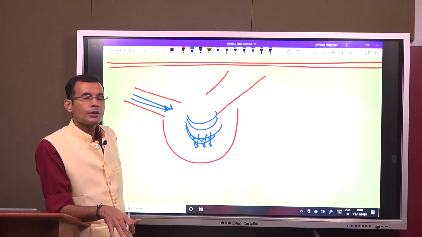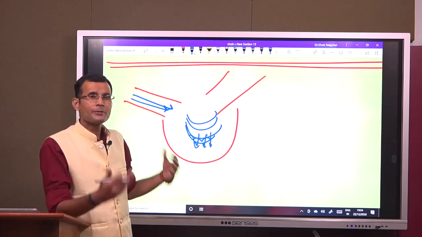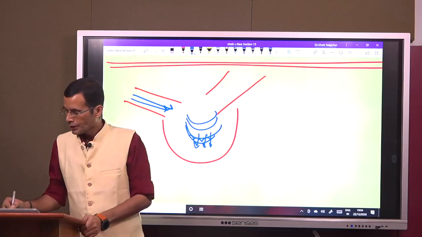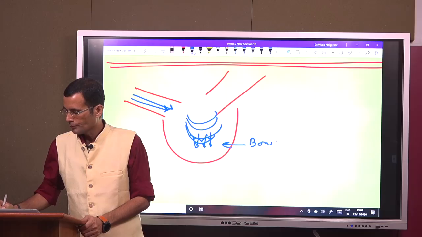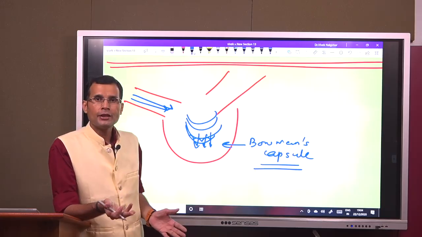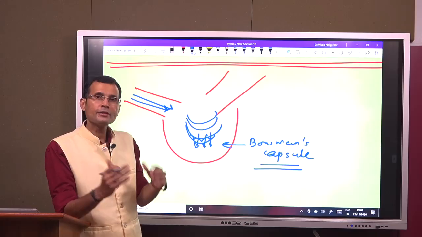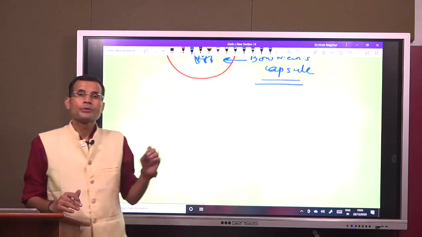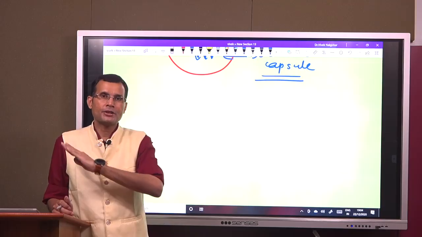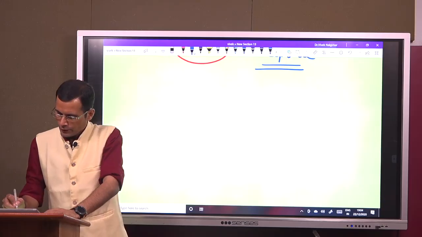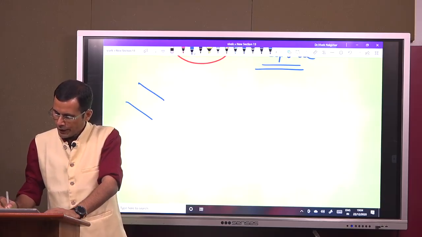But some of the substances cannot be filtered out from these capillaries into the Bowman's capsule. So, which substances do not get filtered at the glomerulus? And why is that? Well, that is because of the so-called filtration barrier. Let's therefore see the filtration barrier.